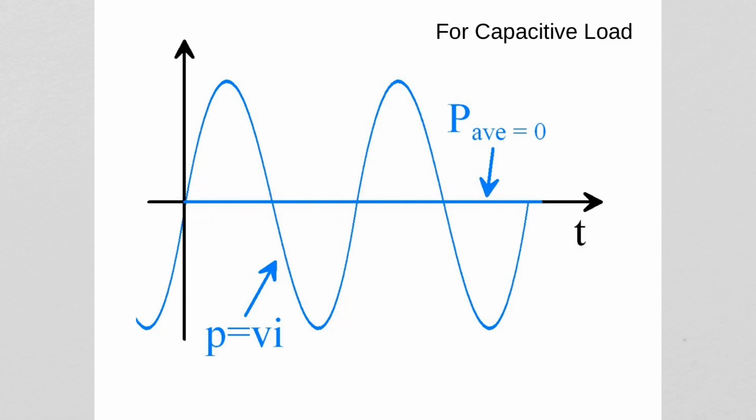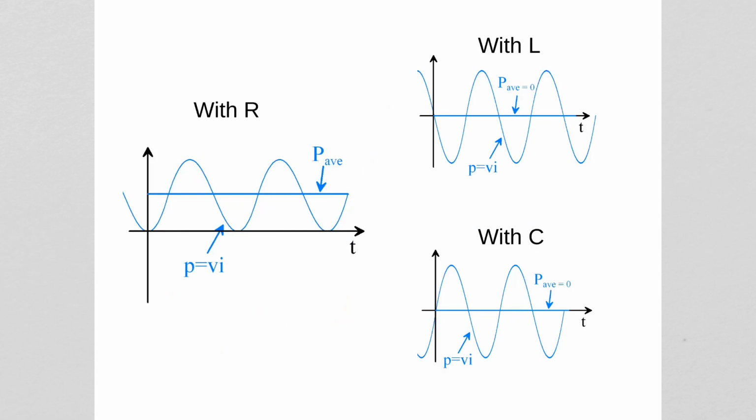Comparing all the three cases, you should visualize that on any oscillogram. For a pure resistive load, this will be your power curve and the average power. This would be the power curve for an inductive load, where average power is equal to 0. Average power is equal to 0 for the pure capacitive load also.